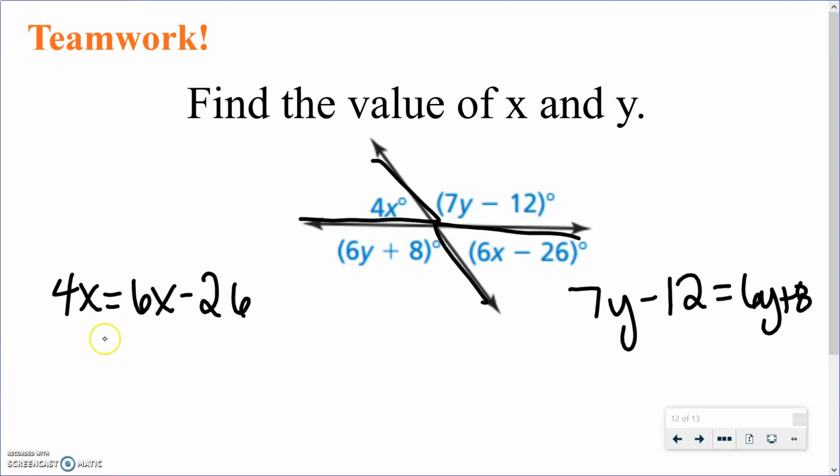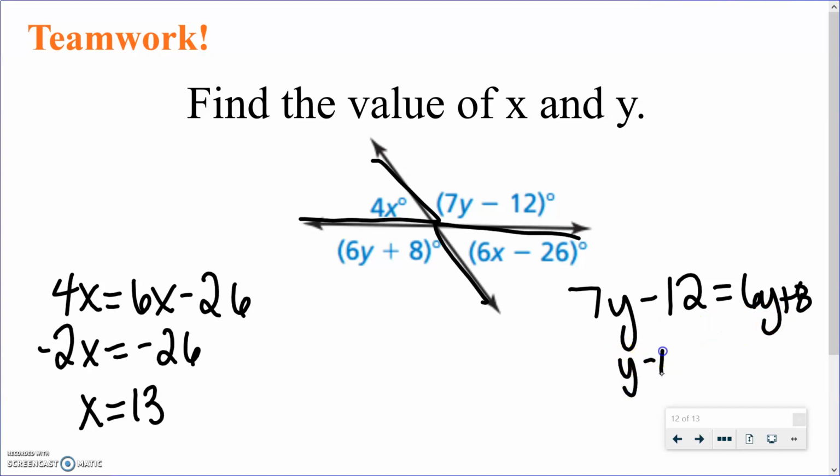I'm going to start with this one here and subtract 6x from both sides and get that negative 2x equals negative 26. Divide both sides by negative 2 and get x is 13. Then we're going to do the same thing over here. I'm going to subtract 6y from both sides and I get y minus 12 equals 8. And then I can add 12 to both sides and get y is equal to 20.